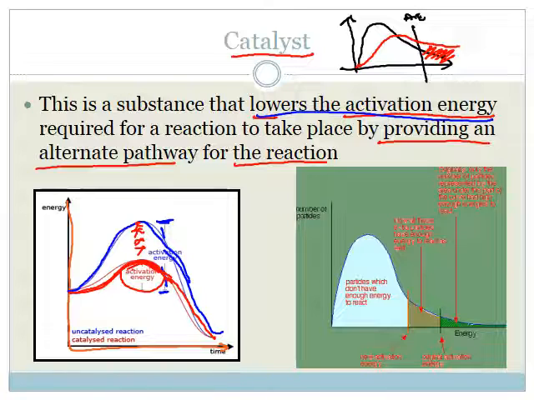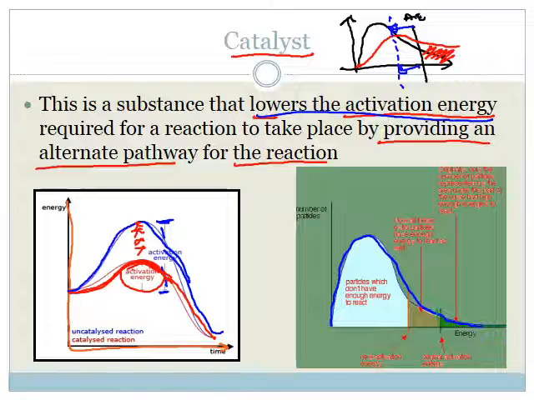Now I'm saying to you, what would happen if I didn't change the temperature but I changed this whole thing by adding a catalyst? All it does is lower the activation energy. So all it does is move this activation energy to the left. It lowers the energy required. So that line would move over here. And we can see it on this graph. Here is our Maxwell-Boltzmann curve.